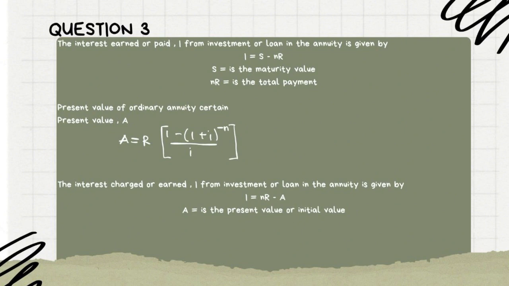Next, present value of ordinary annuity certain. A refers to the present value and the formula is A equals R[1 minus (1 plus i) to the power of negative n] divided by i. And the interest charged or earned, I, from the investment or loan in the annuity is given by I equals nR minus A, where A is the present value or initial value and nR is the total payment.